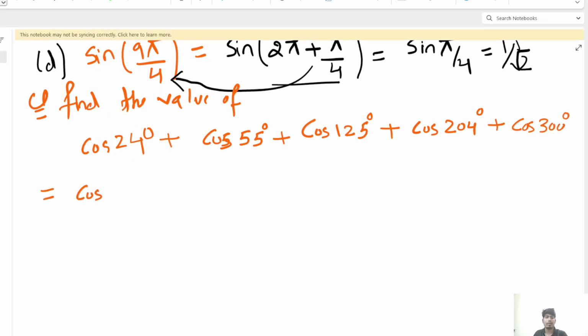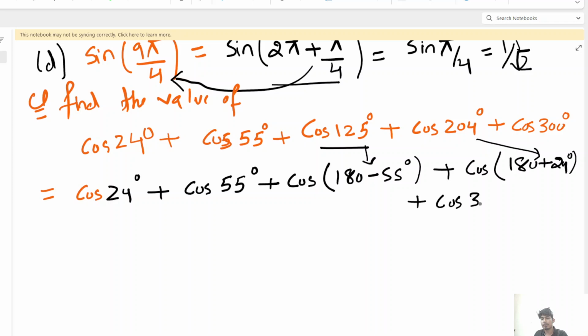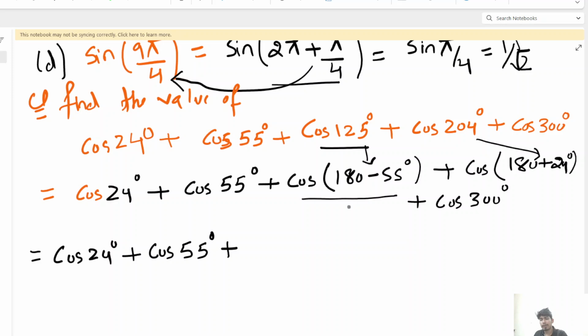Let's do this. This remains the same, cos 24 degree. This also remains cos 55 degree. Then cos 125 we can write this way, 180 minus 55 degree, so this remains 125, and this is 180 plus 24 degree, which remains 204 degree, and cos 300 as it is. Then cos 24 degree plus cos 55 degree plus, we know cos of pi minus theta is minus cos theta, so this is minus of cos 55 degree.